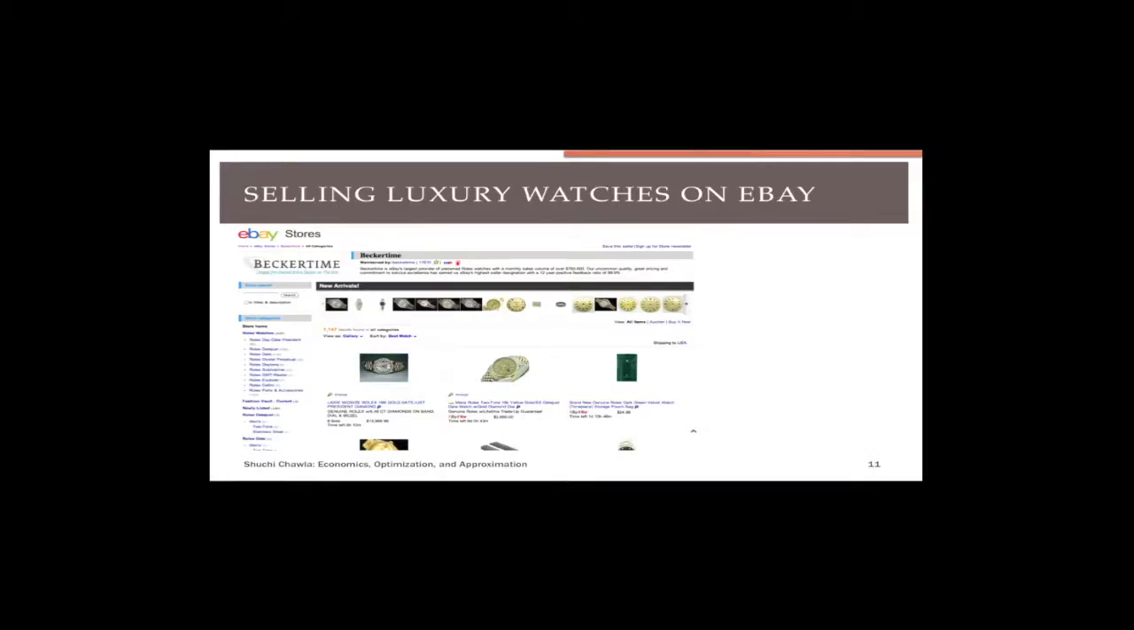Okay, so as I said, we're now going to look at a toy problem, and this problem ignores all kinds of practical issues. So the point of the problem is to convince you that approximation can be interesting and practically useful. So the example that I'll talk about is the problem of selling something on eBay. So let's say that you are a seller that has a large inventory of luxury watches, and you want to open a store on eBay and sell these watches. Okay? So the question is that given your inventory and given what you know about the market, what selling mechanism should you use?